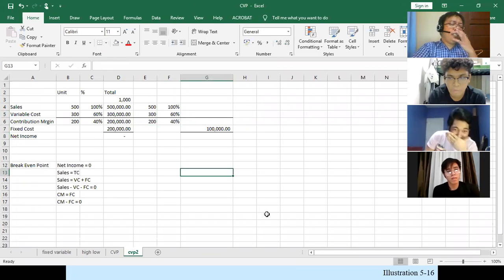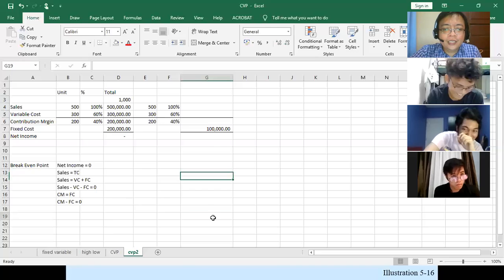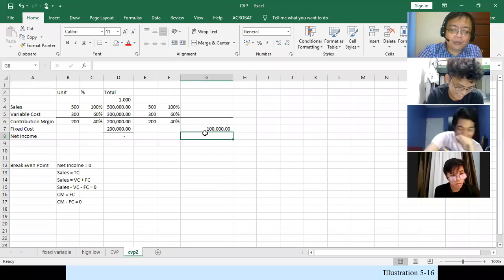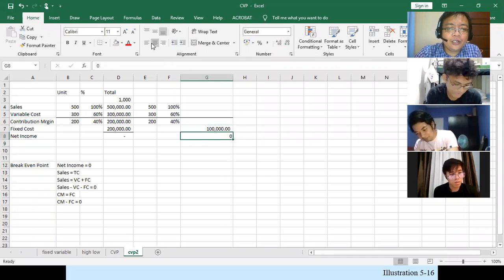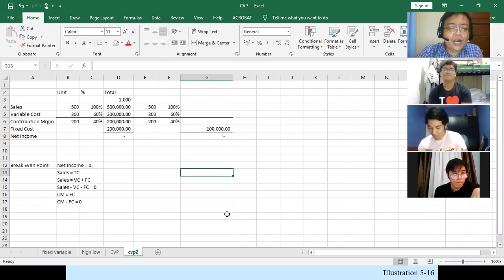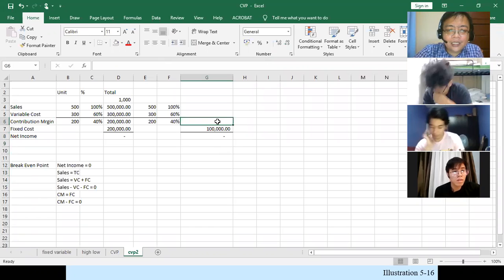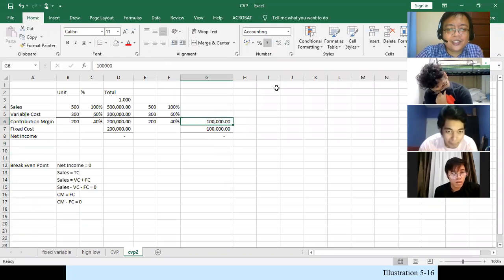What long cut will we do if you forget the formula? You put here 0. Why 0? Because at the break-even point, you have 0 net income. If net income is 0, then our contribution margin is 100,000, correct?